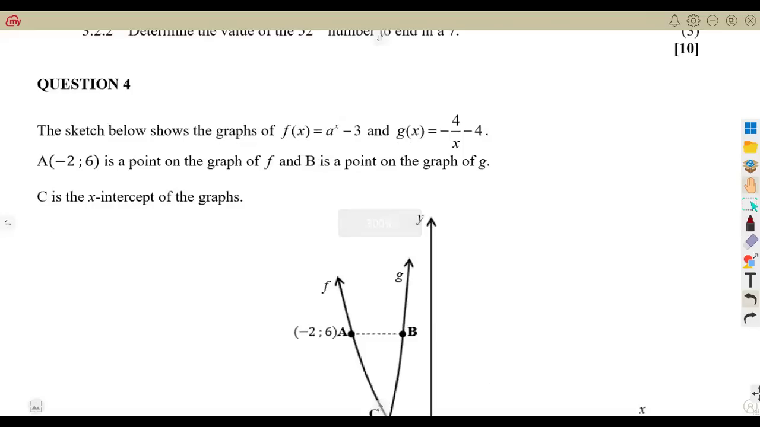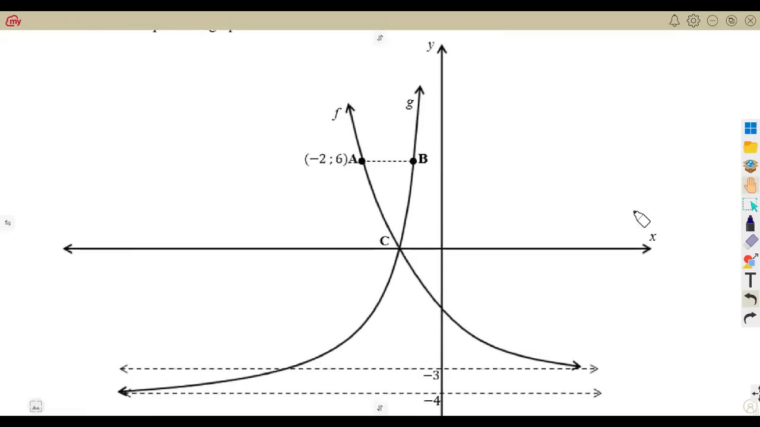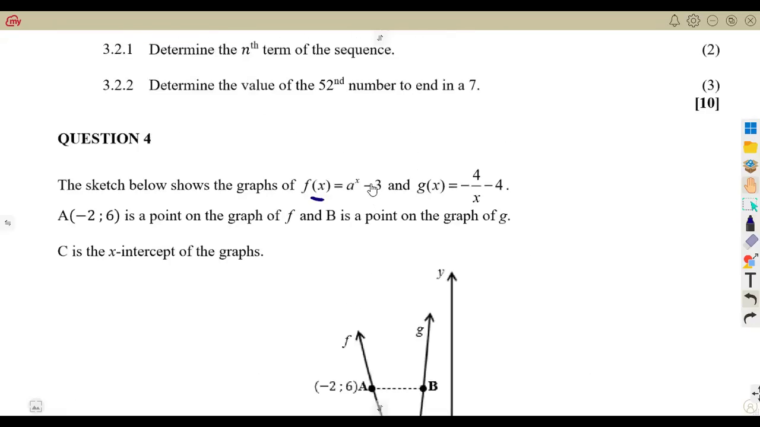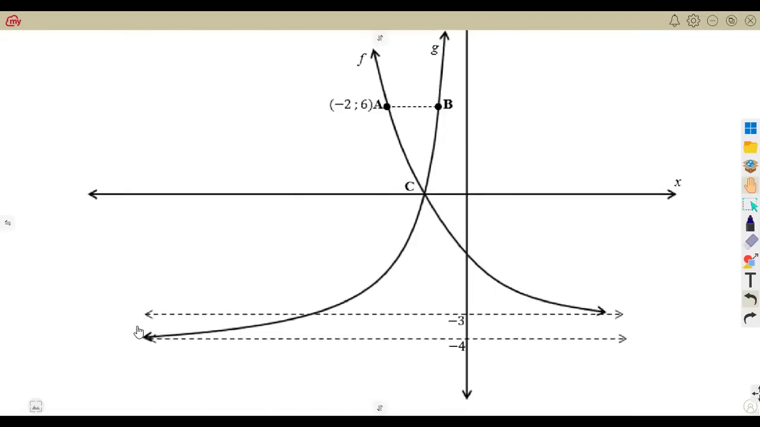On question number 4, working with your functions, you are given the sketch below, which shows f of x, which is a to the exponent of x minus 3, and also g of x. So there is f of x here, an exponential function, which is important for you to have. Then the g, it's a hyperbola, which is also given.